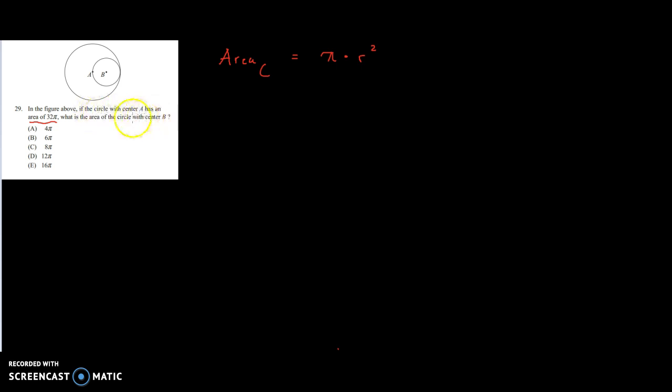Okay, so let's look at this. We know that the circle with center A has an area. We need to find the area of circle B. Well, in order to do that, we need to know what the radius is for B. But the only numeric information we're given is with A, so let's start there for a moment. So the area of the A circle is equal to 32 pi, and we know that that's equal to pi r squared, right?